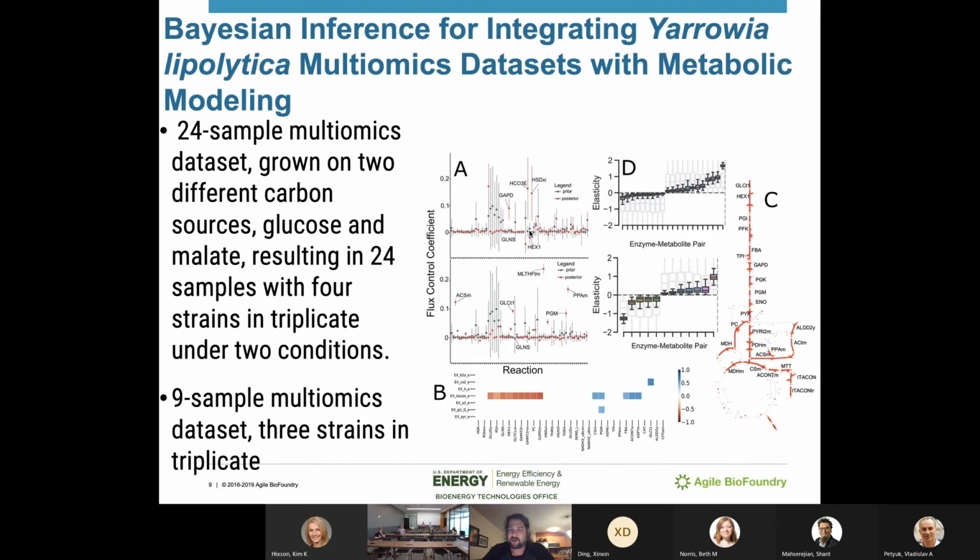Likewise, for those flux control coefficients I was telling you about, the gray shows you the prior distributions and the red ones show you the posterior distributions. Again, it's kind of hard to say. There are a few candidates under the 24-sample data set that really stood out. There are also some that stood out in the 9-sample data set, but we're not sure if we really believe them. So this is something where we have to go to the experimentalists and say, we've got a bunch of predictions. We're not super confident in them, but maybe some of them will yield an answer.